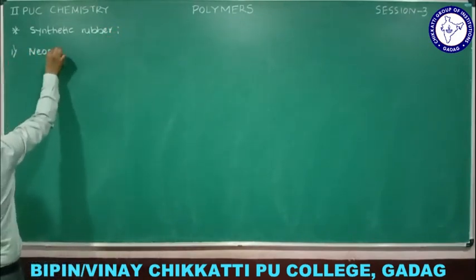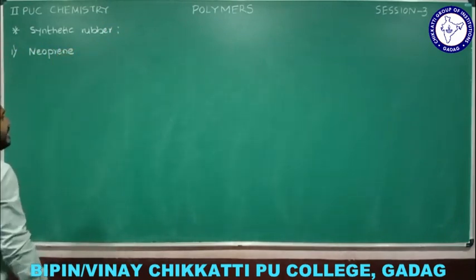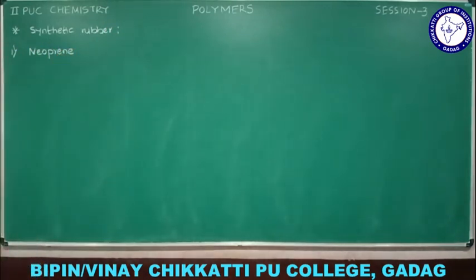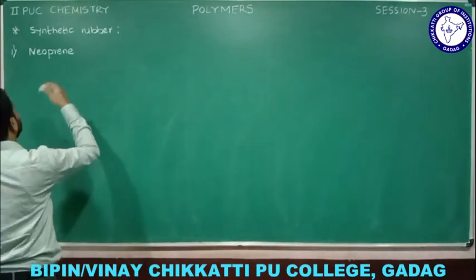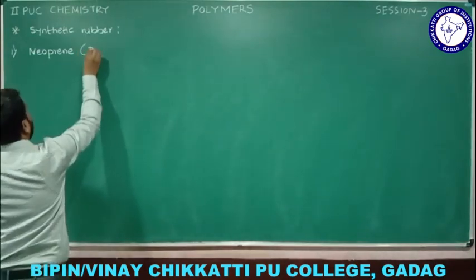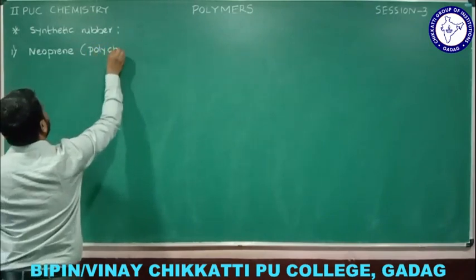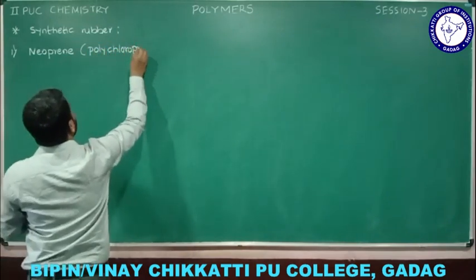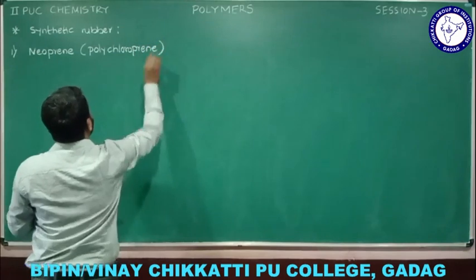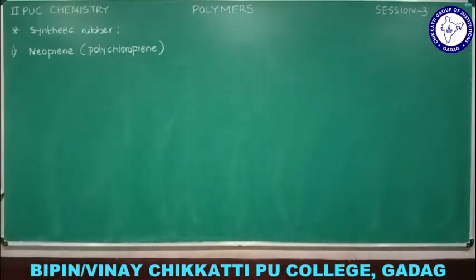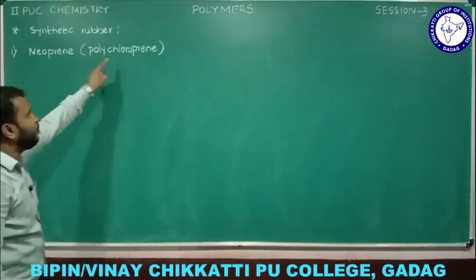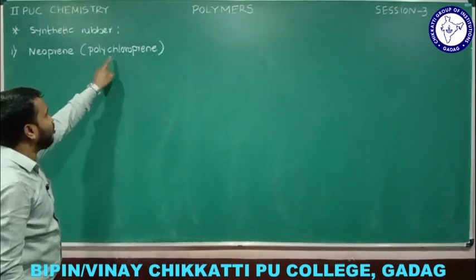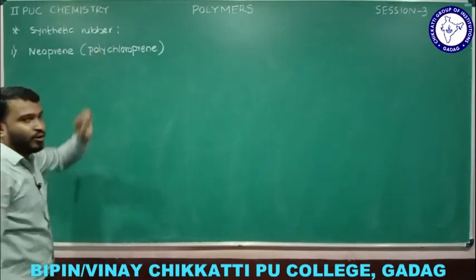The first one is neoprene. So remember, neoprene is an example of synthetic rubber. This is highly vulcanized rubber, you can say synthetic rubber, artificially prepared. And one more name is polychloroprene, or neoprene. And we can guess the monomer of polychloroprene will be chloroprene.